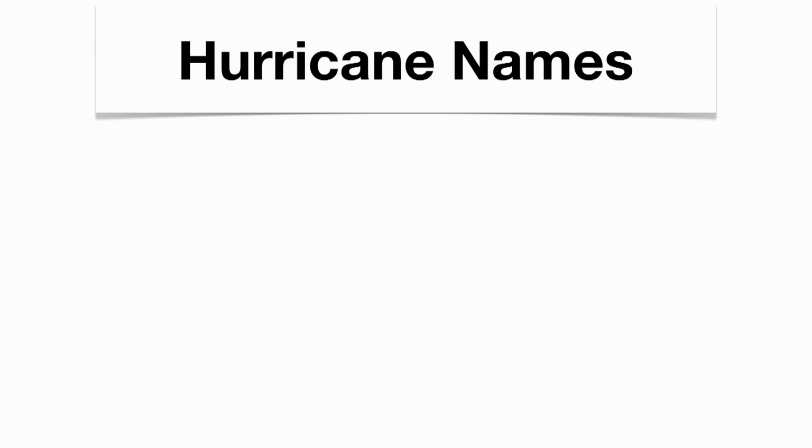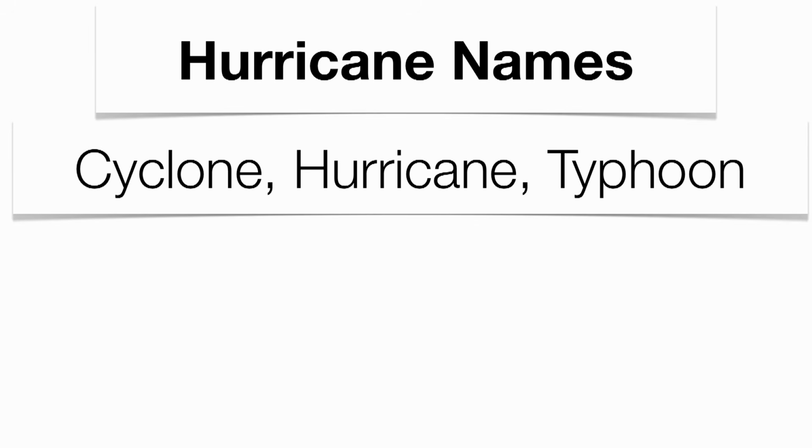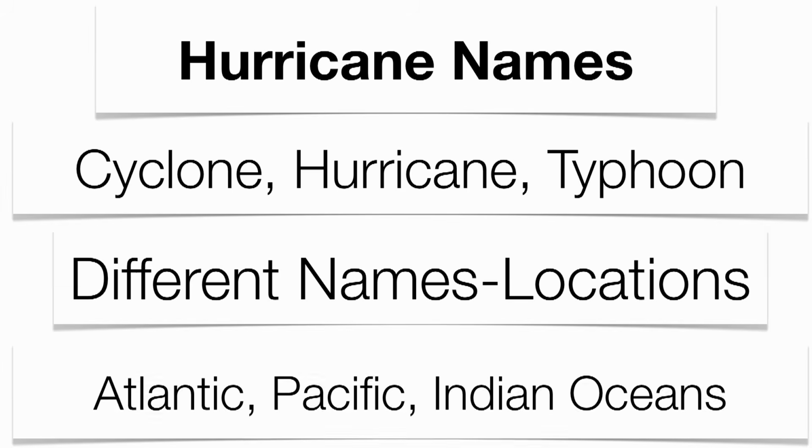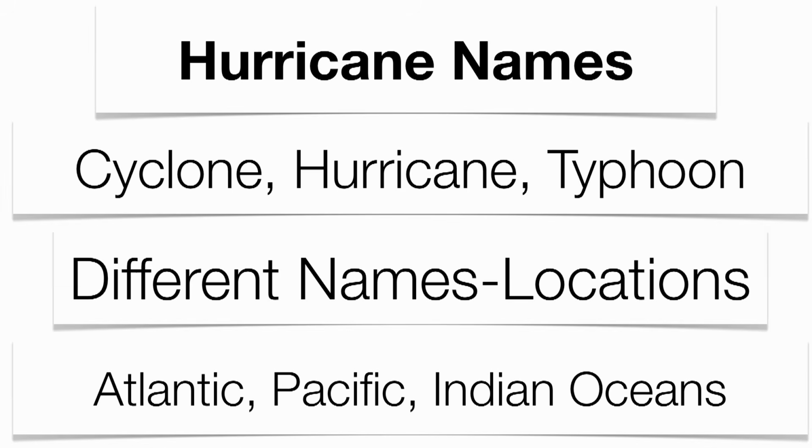Now hurricanes have a couple different names. Sometimes they're called cyclones, sometimes they're called hurricanes, sometimes they're called typhoons. Now each one of these storms actually gets alphabetized names attached to them, okay, based upon their location, whether or not they're going to be found in the Atlantic Ocean, the Pacific Ocean, or the Indian Oceans.